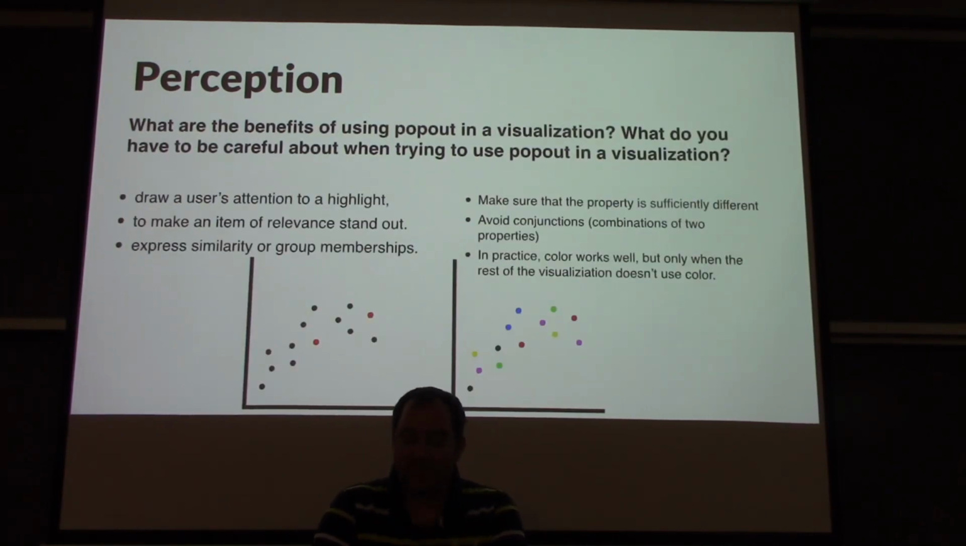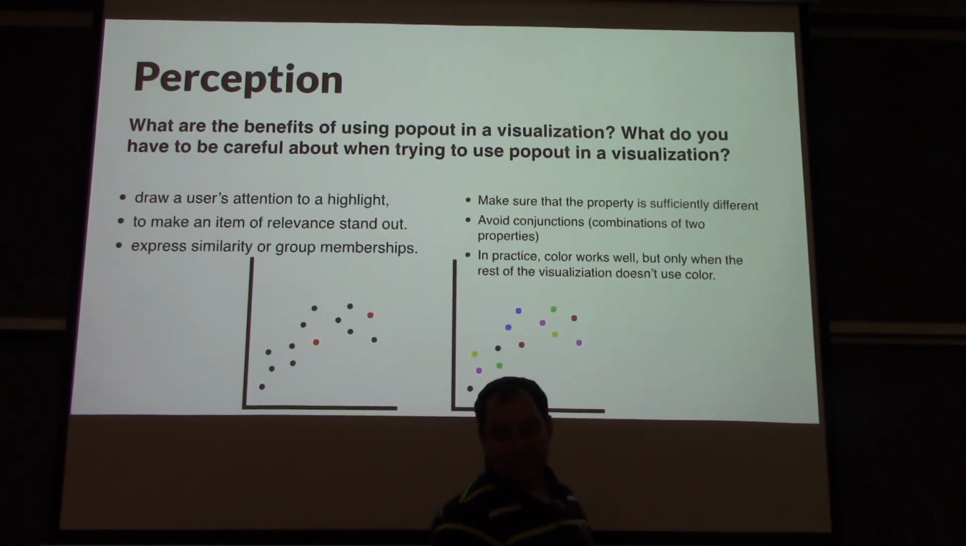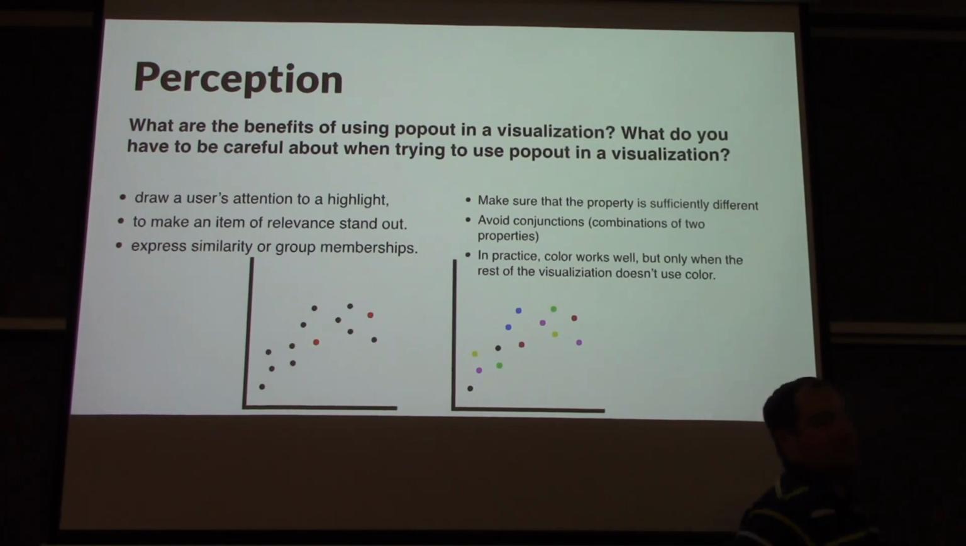And then the C question here was, what are the best benefits of using pop-out in a visualization? What do you have to be careful about when trying to use pop-out in a visualization? Anybody want to answer that?